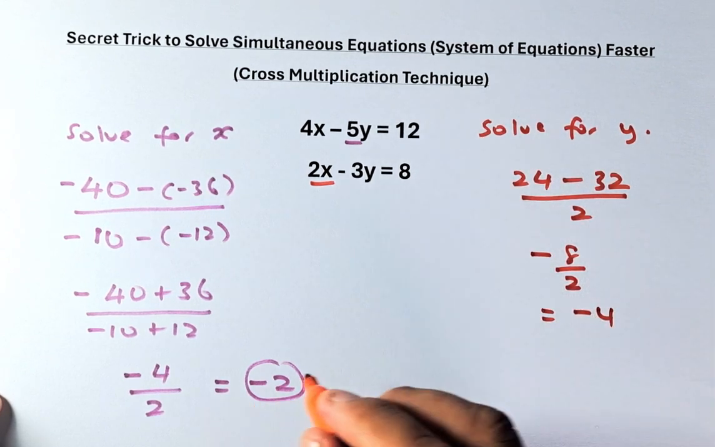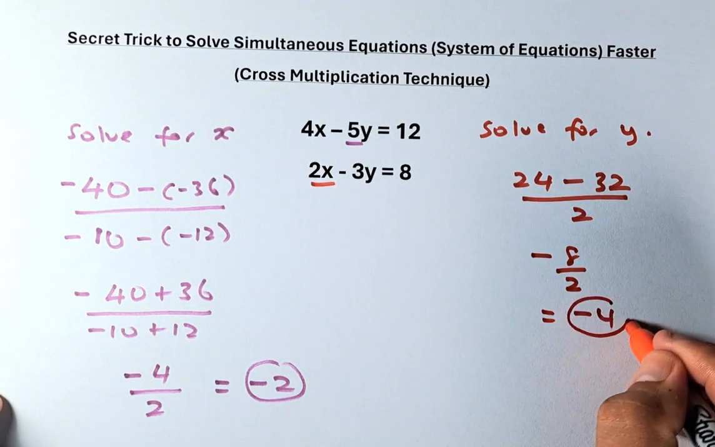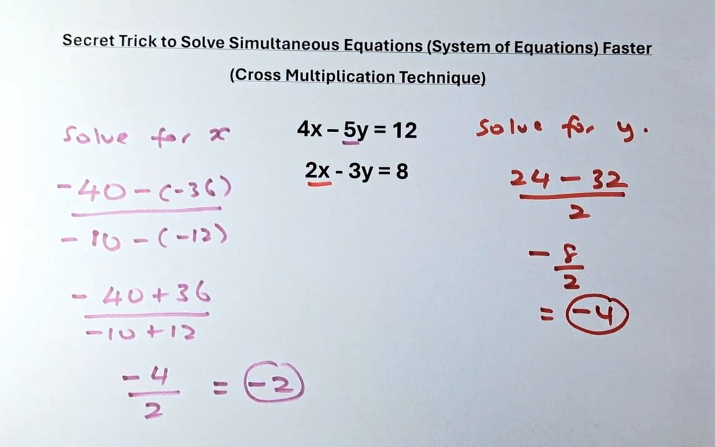So your x equals minus 2, and your y equals negative 4. So this is how you solve this equation.